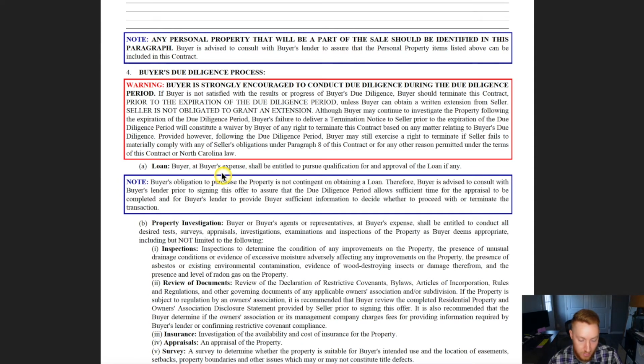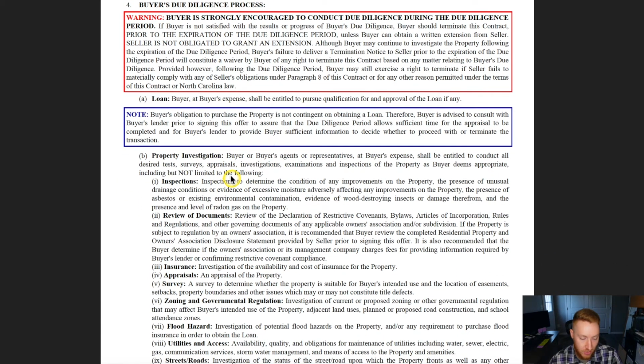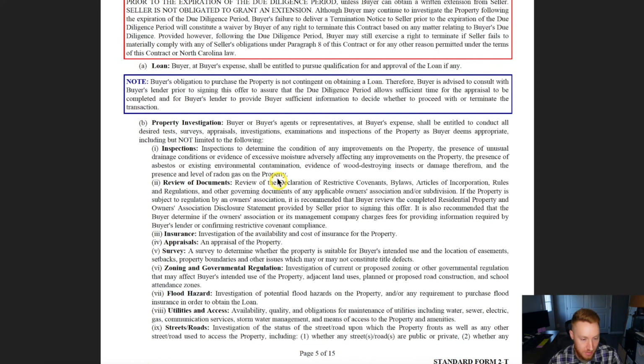You don't want that day to expire and still have loose ends to tie up on the mortgage side. The next part, B, is the property inspection, as I mentioned earlier. A general inspection, review HOA documents, restrictive covenants, bylaws, financials, and those sorts of things, which you'll obtain from the seller during the due diligence period.